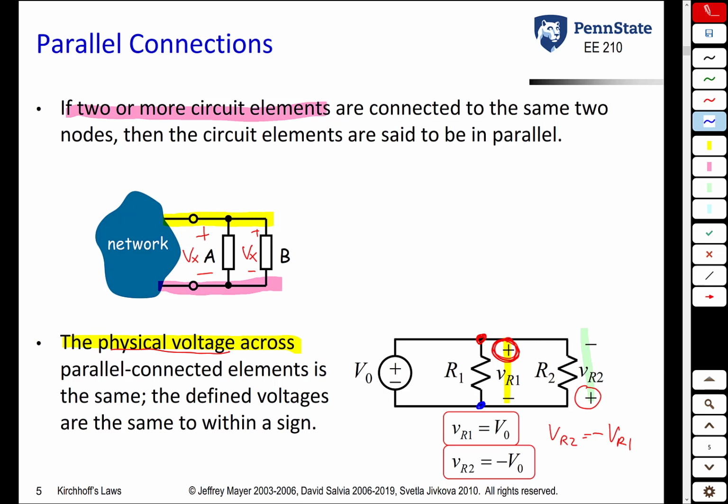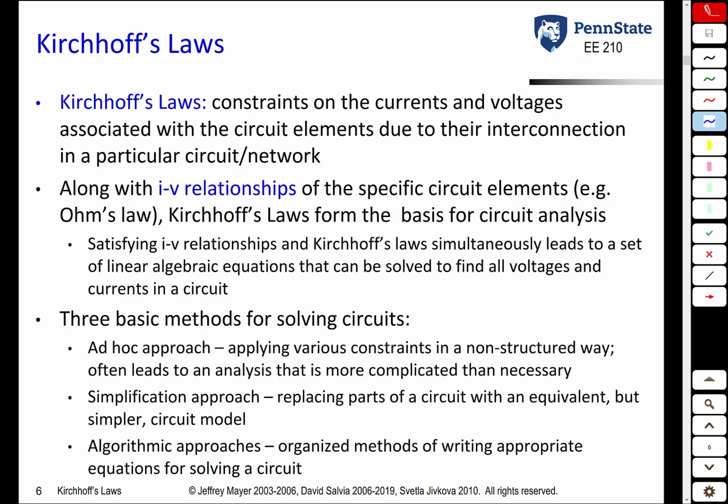In fact, if you look at this example here, one of these has to be a negative number. Either VR1 is going to be negative or VR2 is going to be negative because of how we defined those variables. Now that we have defined series and parallel connections, we are ready to develop Kirchhoff's laws.